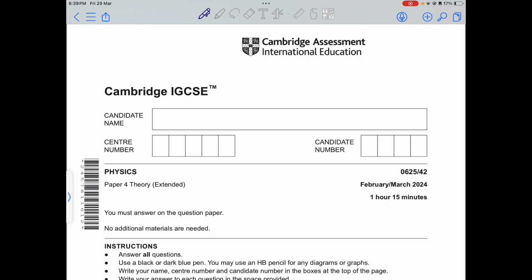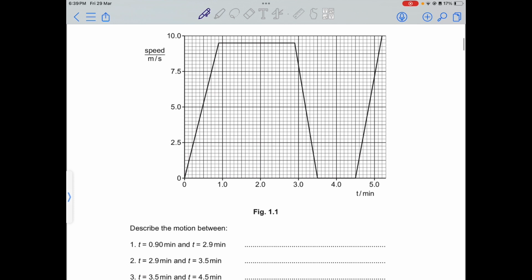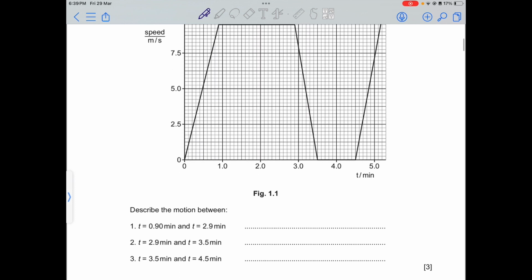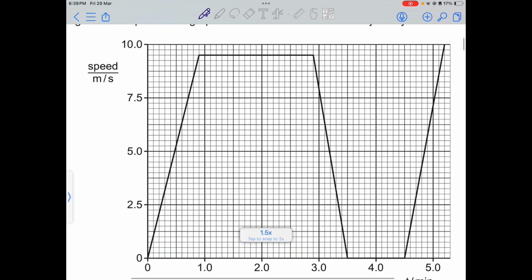So let's start with this paper 0625, paper 4. All right. Now the first question is often a speed time graph, as you see here, and it's very common. Make sure to learn this topic well, you'll most likely expect at least one question from this topic. So it says describe the motion between 0.90 minutes and 2.9 minutes. So if you see, 0.90 minutes is somewhere here starting off, and 2.9 is somewhere here.